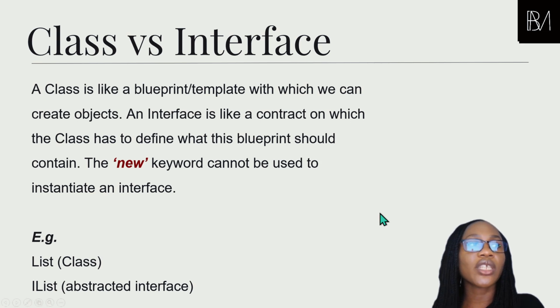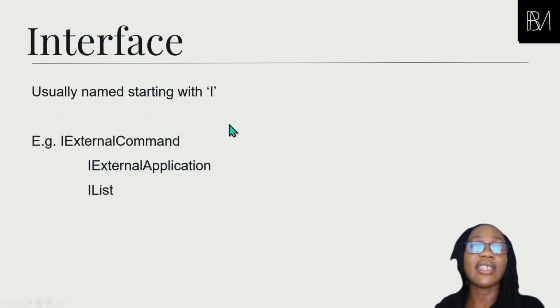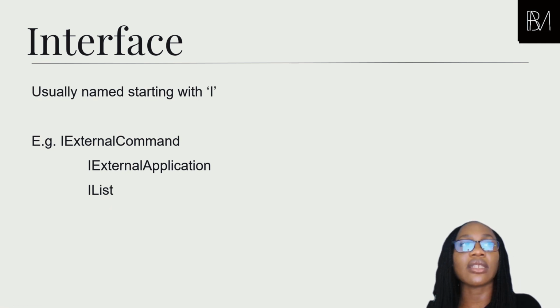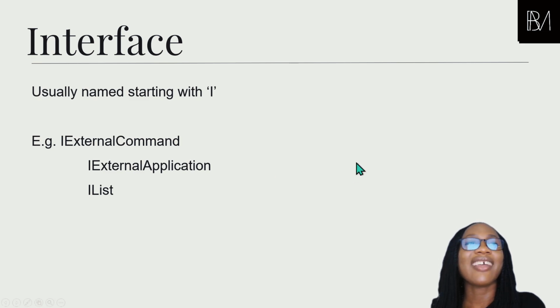So usually you have a list class, but IList is an interface. You would see a couple of these where you see an I in front of the name of the data type, and that's usually an interface. It's quite common in C# coding. We have IExternalCommand, IExternalApplication, IList. These are abstracted forms of the original class, and they just define the contract that defines how we would create that class.